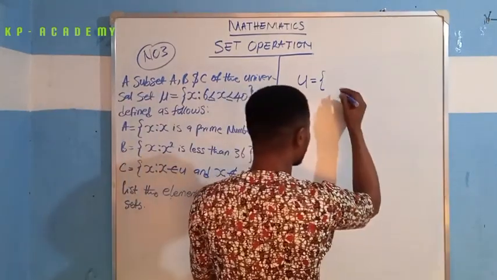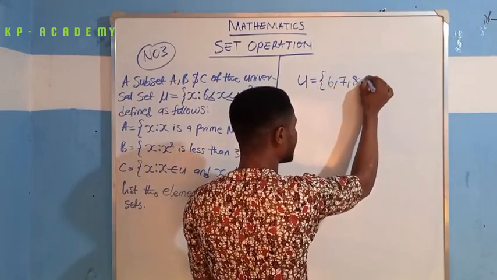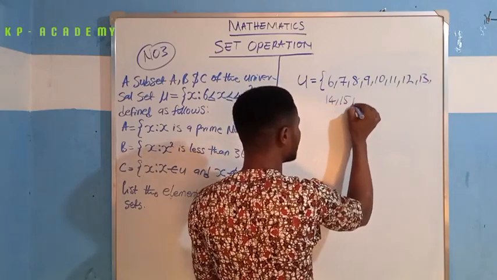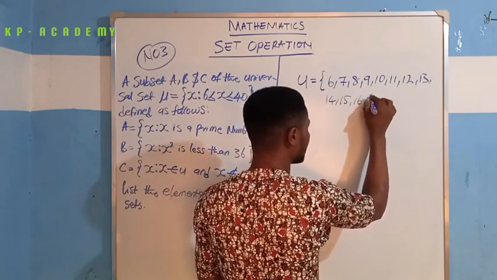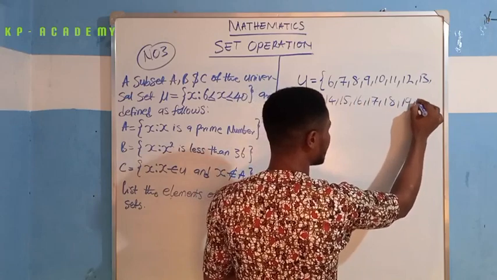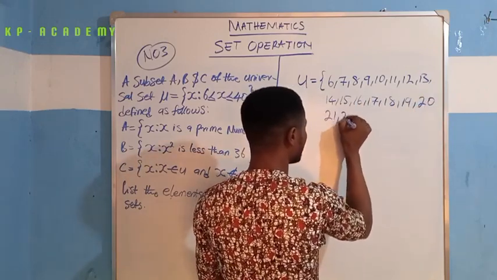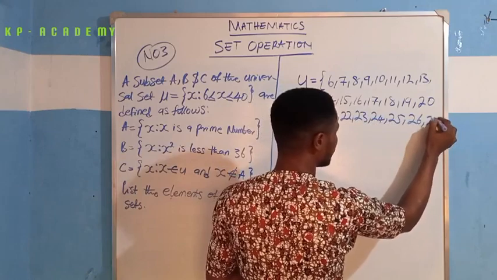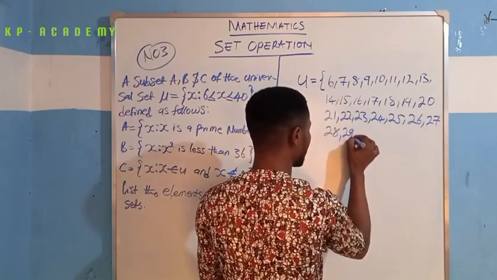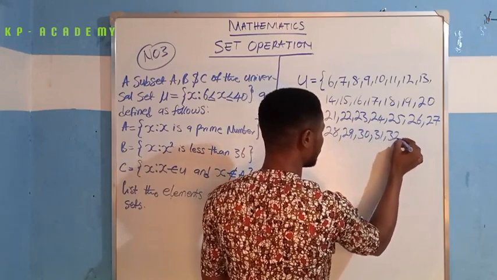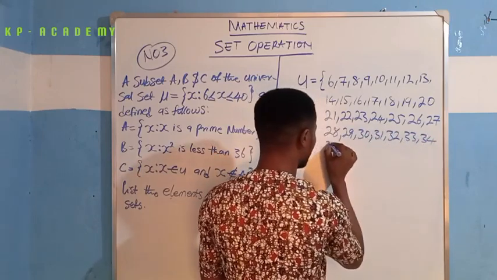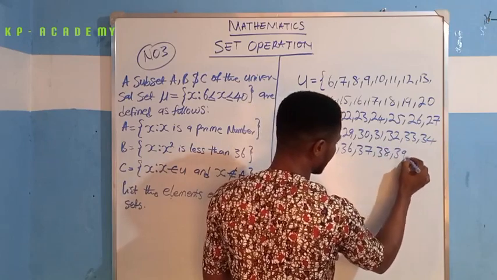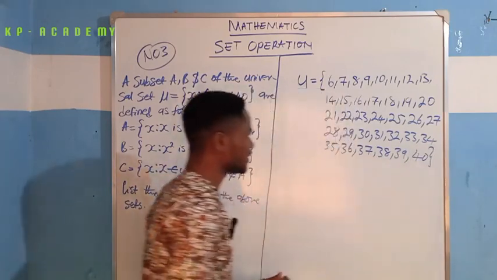So very quickly, let's just write them out. It's going to be 6, 7, 8, 9, 10, 11, 12, 13, 14, 15, 16, 17, 18, 19, 20, 21, 22, 23, 24, 25, 26, 27, 28, 29, 30, 31, 32, 33, 34, 35, 36, 37, 38, 39, 40. So this is set U, all right?